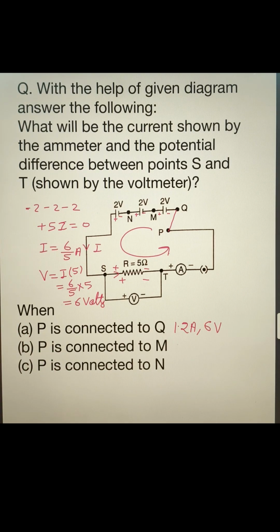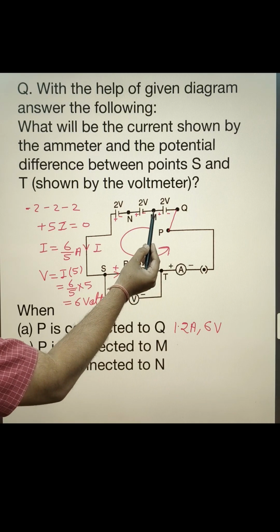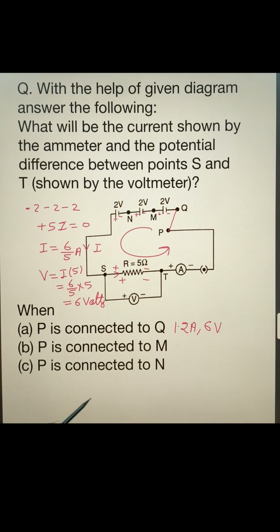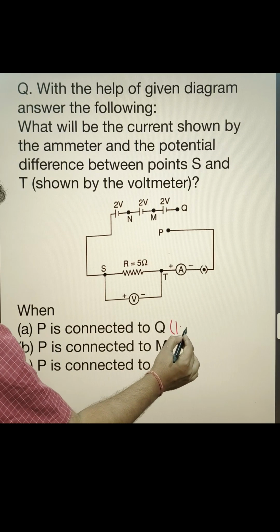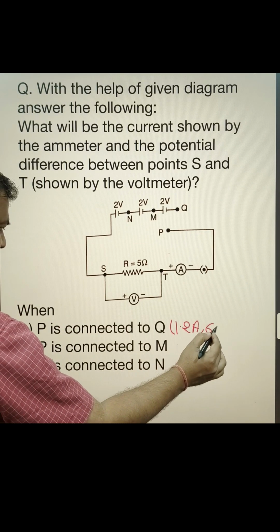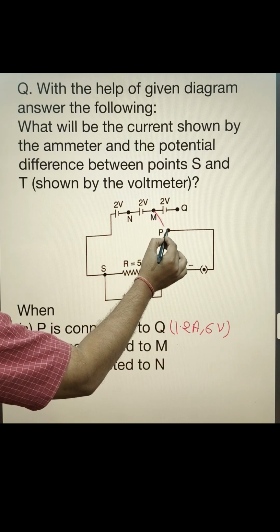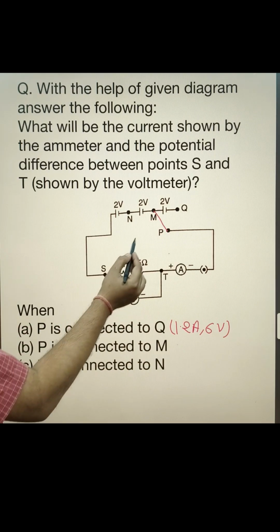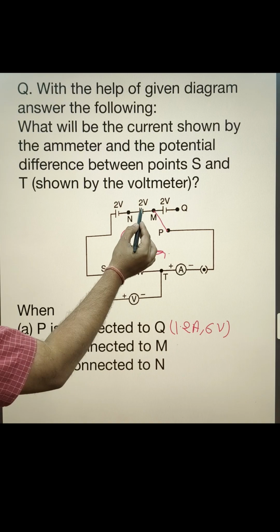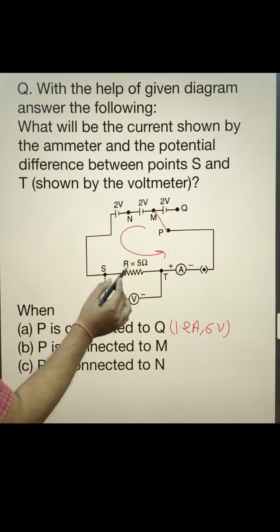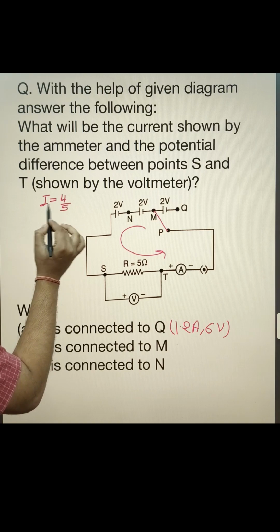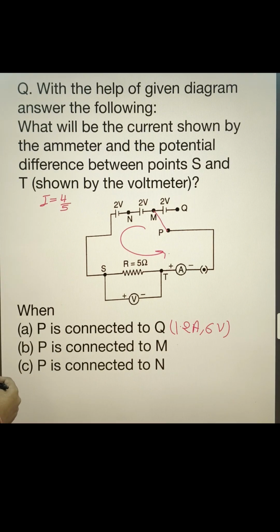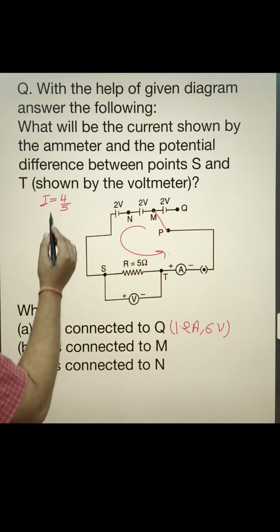So the voltmeter reading is 6 volt. Now second, if P is connected to M, how can we determine it? Look here. Right now we have 1.2 ampere and 6 volt. Now if these two are connected, what about the current? Simply 2 plus 2, 4, 4 by 5. So I equals 4 by 5. Clear?